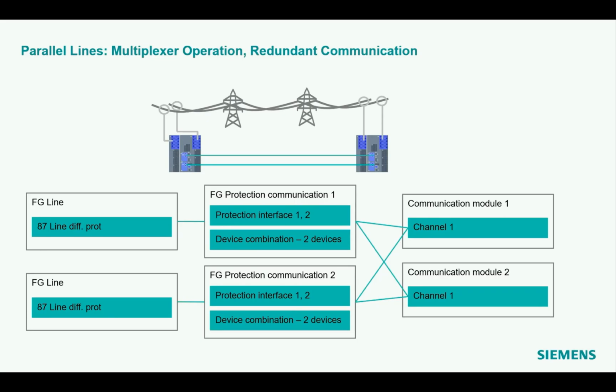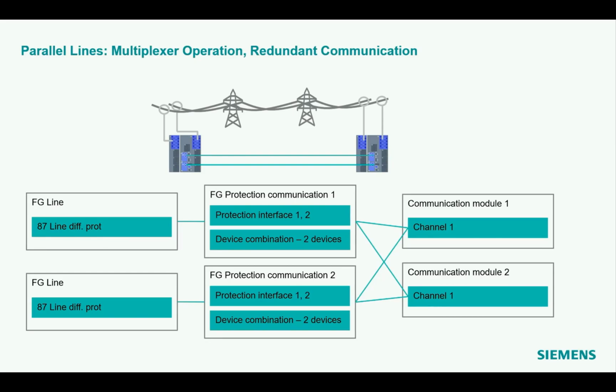And we assign interface 1 to the channel 1 of communication module 1, and interface 2 to the channel 1 of communication module 2. And in the very same way, we do it for our second function group, protection communication. So here also, we have two protection interfaces, 1 and 2, to achieve this redundancy in communication. And we will assign interface 1 to module 1, interface 2 to module 2.